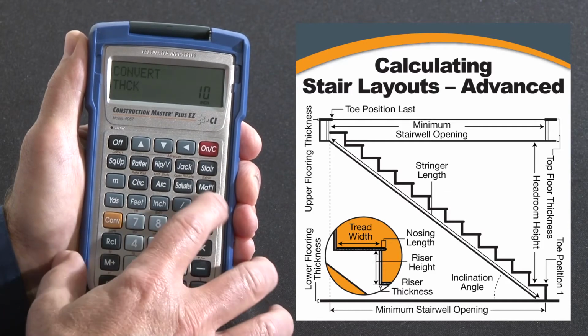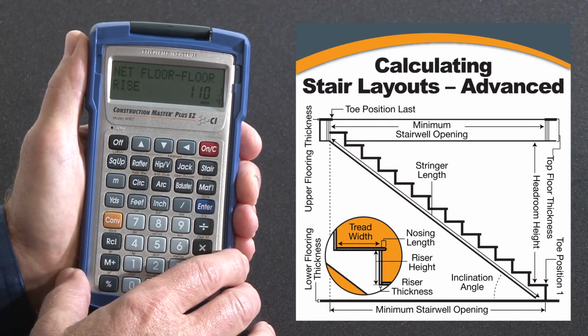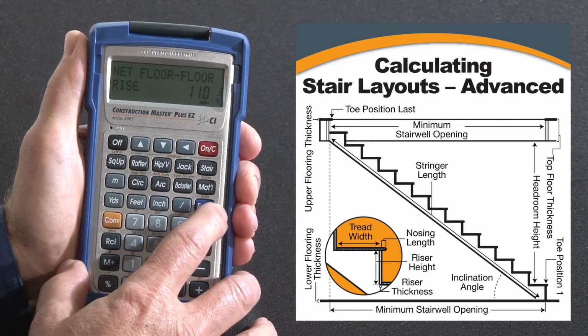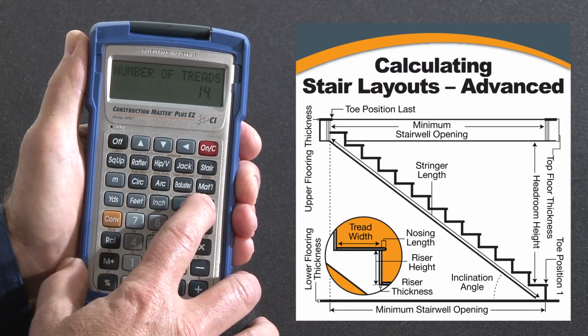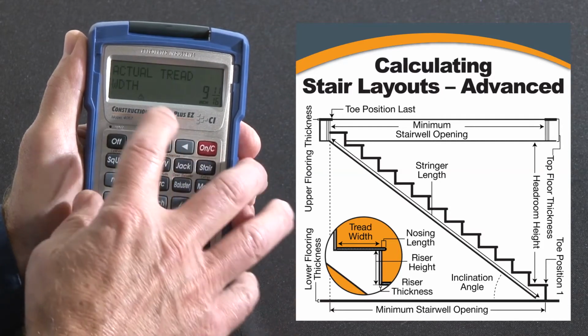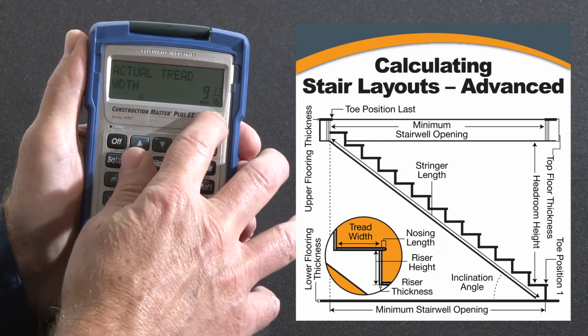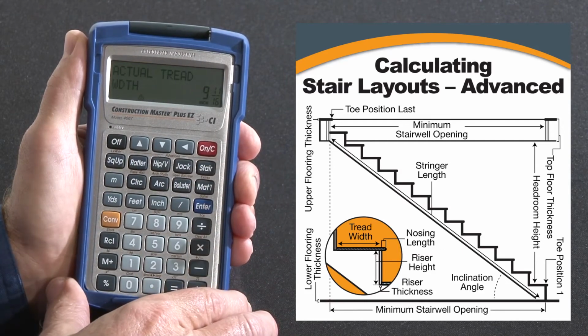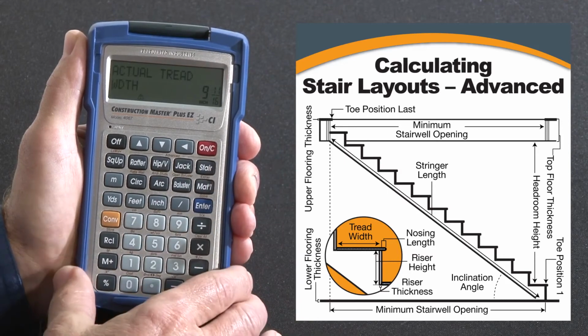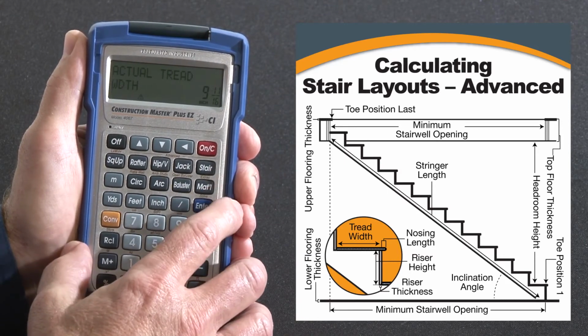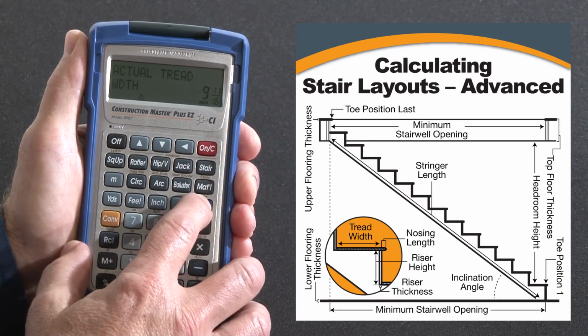We hit convert, enter, takes us directly to the net floor rise, number of risers, the actual riser height, number of treads. And now you see here, the little alert symbol says our tread width is now 9 11/16. So it's a little bit shorter than our target. That's because we had to back up the whole stairway and make everything a little bit shorter. But it's fine, it's still workable, so we'll keep going.